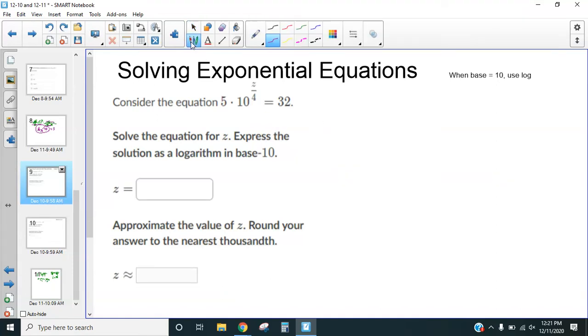All right, you ready? What we're doing is we're going to solve for z. We're going to solve this equation for the variable. So if we're solving for z, the first thing we're going to do is divide by 5. We have to move everything over to the other side. All right, so what we have now is 10 to the z over 4.